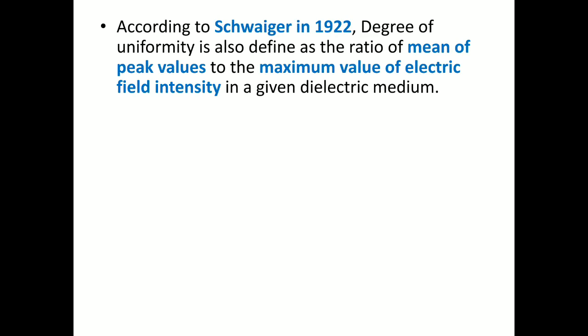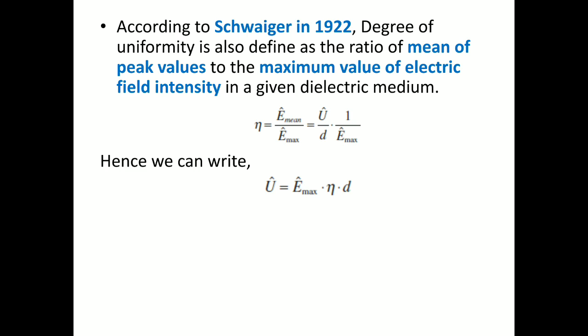Now Professor Schwaiger in the year 1922 also defined another way to calculate the degree of uniformity, and he proved that the degree of uniformity is also defined as the ratio of the mean of peak values of electric field intensity to the maximum value of electric field intensity. Mathematically we can write eta equals E mean by E max, where E mean is nothing but the mean of peak values of electric field intensity, and it is calculated in volt per meter.